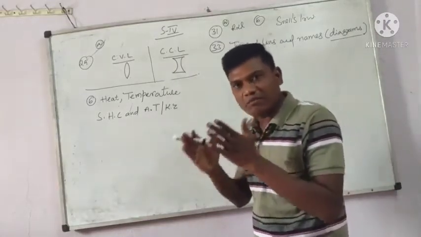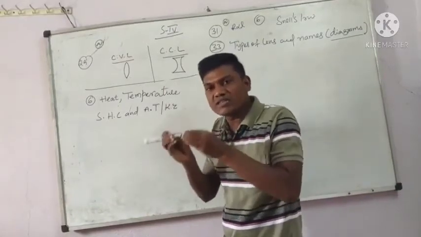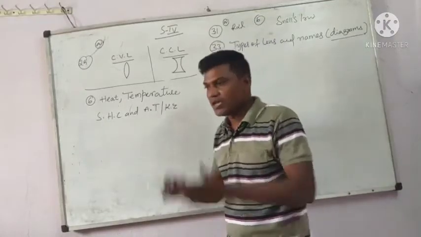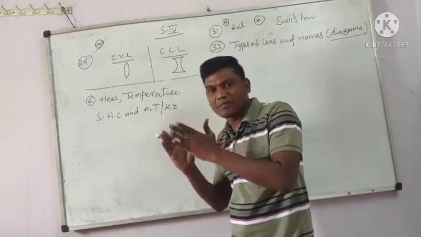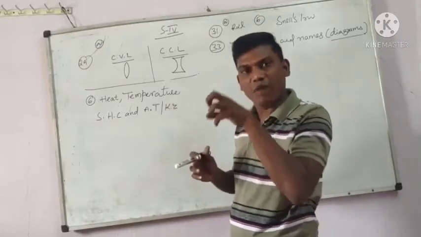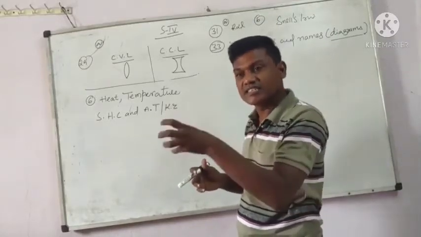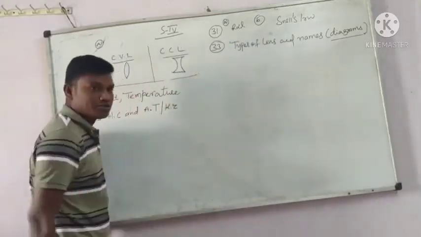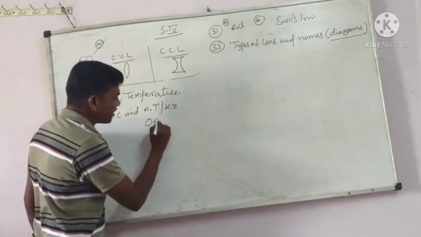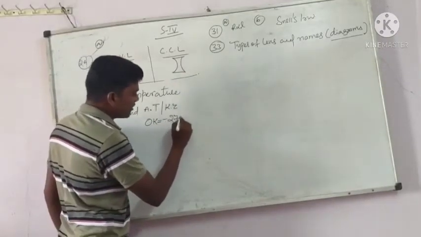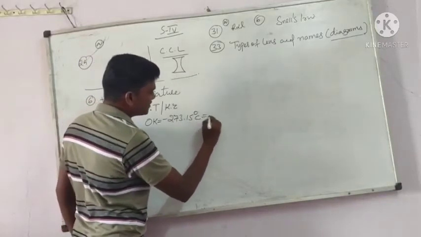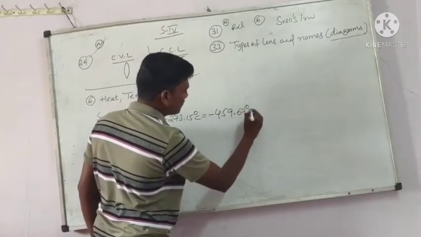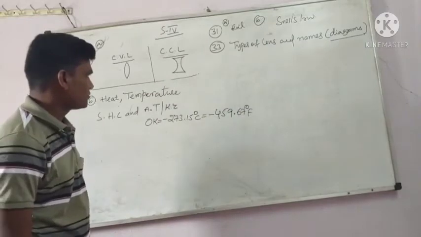The temperature at which the movement of molecules in a system ceases to zero is absolute temperature, or Kelvin zero. Its value is 0 K, which equals minus 273.15 degrees Celsius, which equals minus 459.67 degrees Fahrenheit.